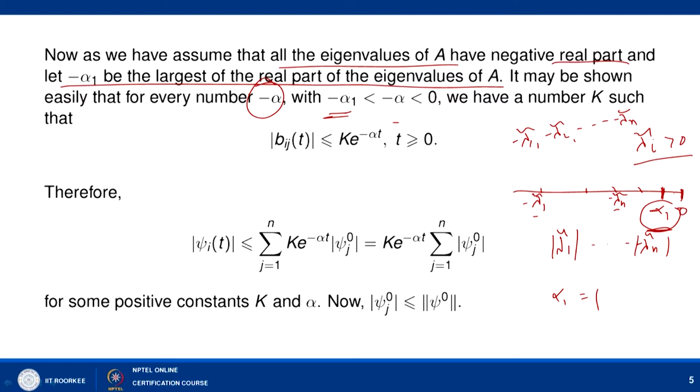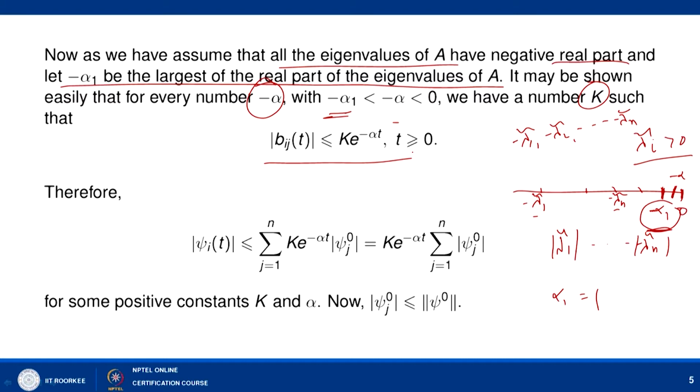So, here you choose somewhere here your minus alpha, right. So, it means that now corresponding to this minus alpha, our claim is that I can find out a number k such that |b_ij(t)| is less than or equal to k e to the power minus alpha t for t greater than or equal to 0. That is a very important observation.